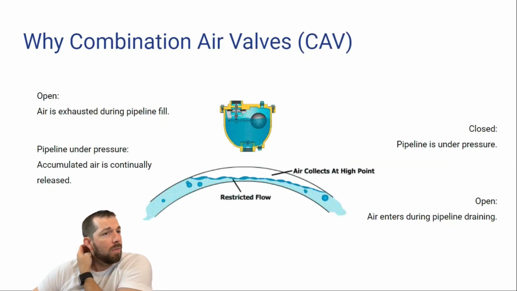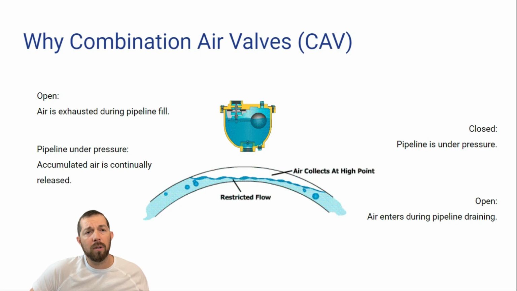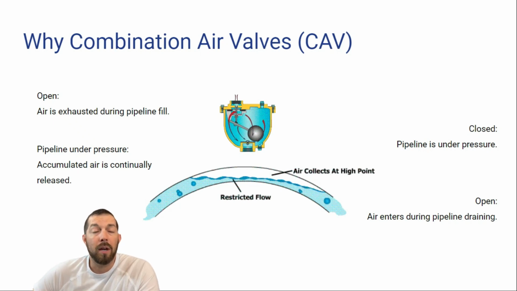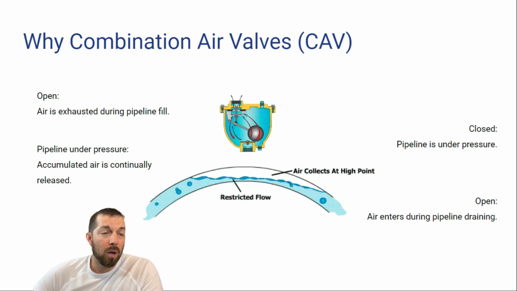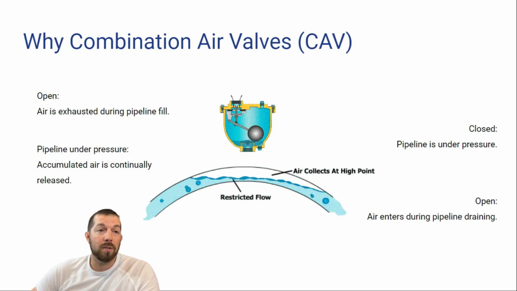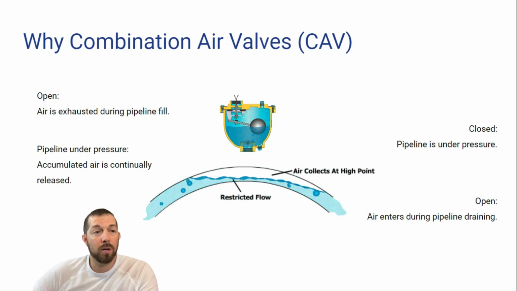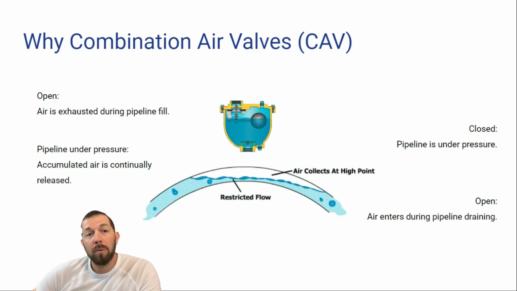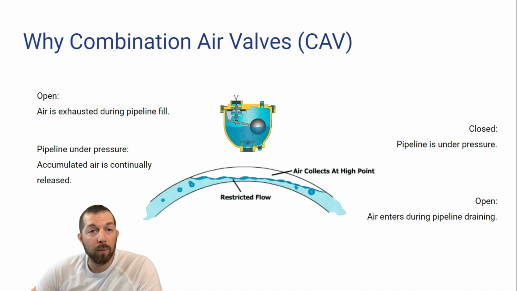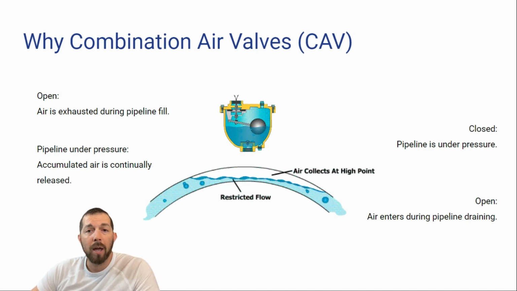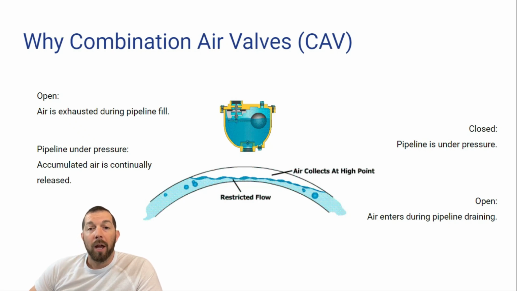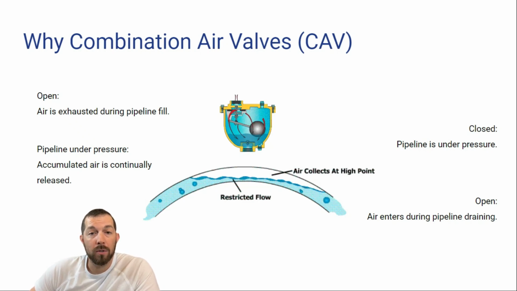And then combination air valves, as mentioned before, we're basically combining the air release and the air vacuum valve into one. So this valve, when it is open, the air is exhausting during the pipeline fill, and then it will be closed when the pipeline is under pressure. And then when the pipeline is under pressure, the accumulated air will continually be released because we have that air release valve function performing. And then it will open again. Air enters during a pipeline drain or maybe a vacuum event.